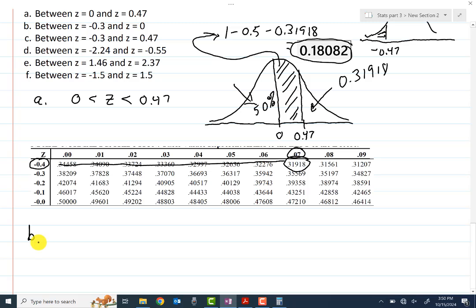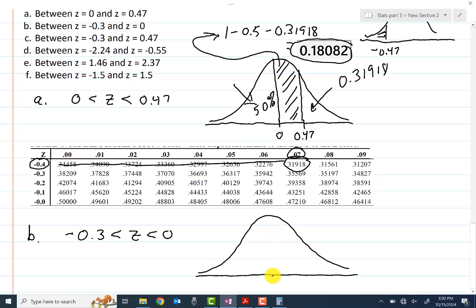For part B, we're between negative 0.3 and 0. So this one will be a little bit on the left side. I'll make it a little bit bigger than it probably is. Once again, we have an easy area over here. We're shading between two things. So I need to go look up the table at negative 0.3. Lucky for me, I noticed that it's right here. So I'm going to take these ones out.